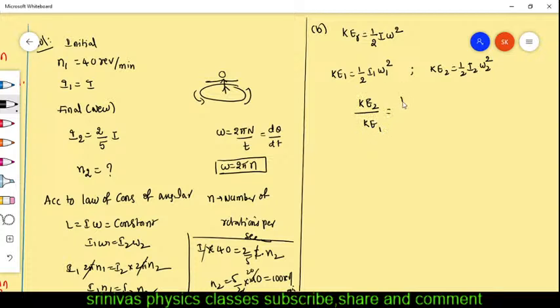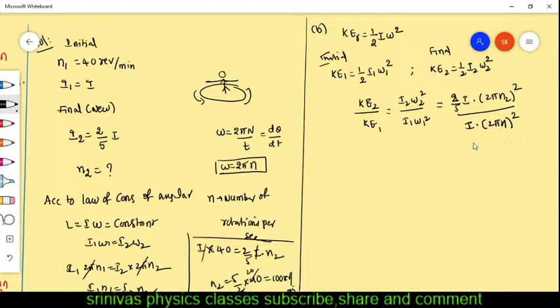What will you get here? I2 omega 2 square by I1 omega 1 square, right? Half cancels. I2 is 2 by 5 I. This is final and this is initial. Now 2 by 5 into I, omega 2 we can write as 2 pi n2, whole square, by I1, which is I, and omega 1 is 2 pi n1 square. Right. And now we can simplify it.